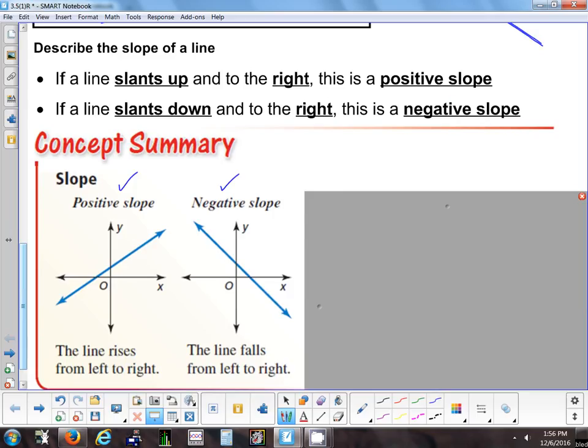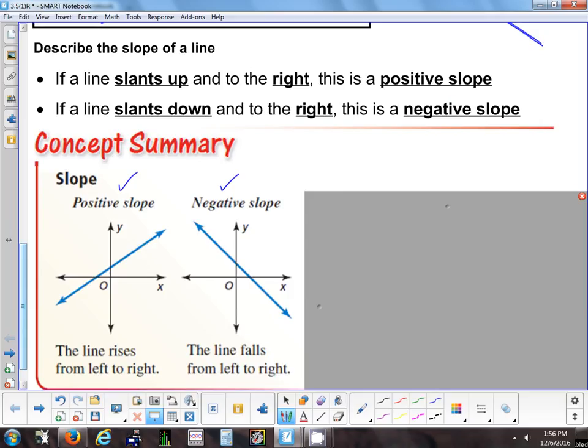Draw right on top of that first graph, write positive slope, and then draw a line. It doesn't have to be exactly like that. As long as you have that line going up to the right, that's all we're looking for. Just draw a graph on there that gives you an example of what a positive slope looks like. And if you want to write the description below it, the line rises from left to right, you can do that. You don't have to, because you already wrote that in your bullets.